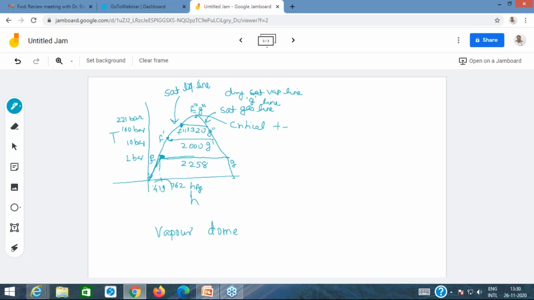Maheshwari, can you tell me the critical temperature? The critical pressure is 221 bar. So from the steam table, tell me the corresponding temperature. Yes, Kunal, you are right. The critical temperature is 374.14. Critical pressure, what is the unit of that?